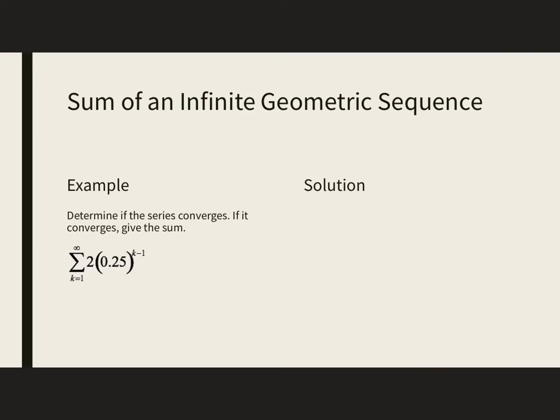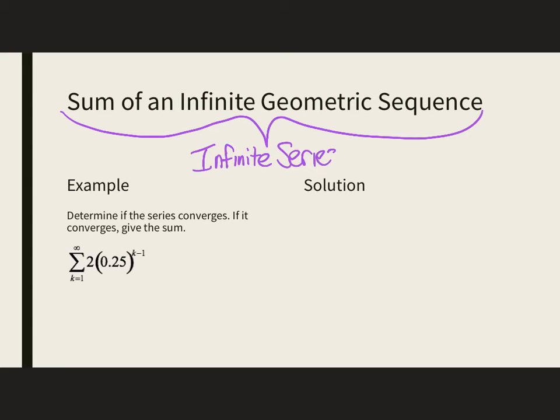I have one example of finding the sum of an infinite geometric sequence. Phew, it's a mouthful. Determine if the series converges. If it converges, give the sum. We have the Riemann sum from 1 to infinity of 2 times 0.25 to the k minus 1. Okay, 0.25 is 1/4. The first term is 2 times 1/4 to the 1 minus 1. Now, 1/4 to the 0 is 1, so therefore the first term is 2.